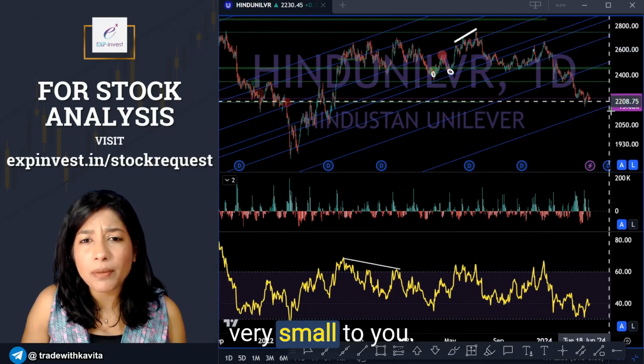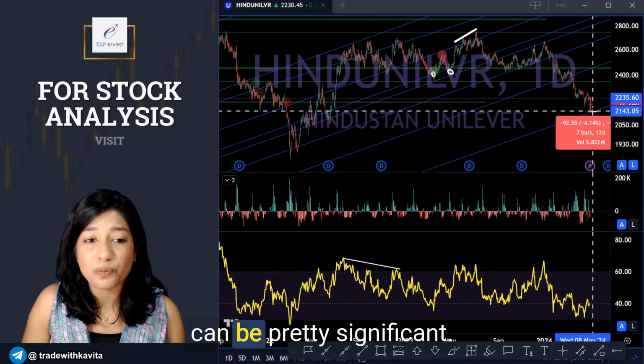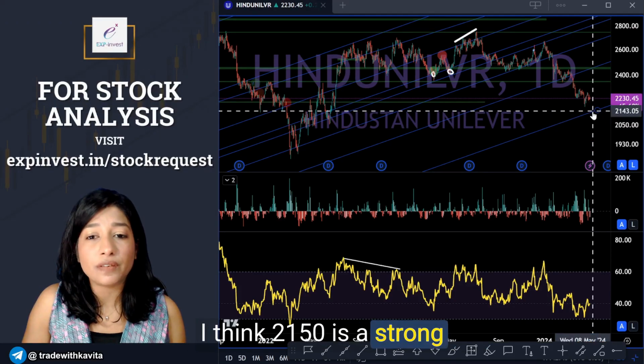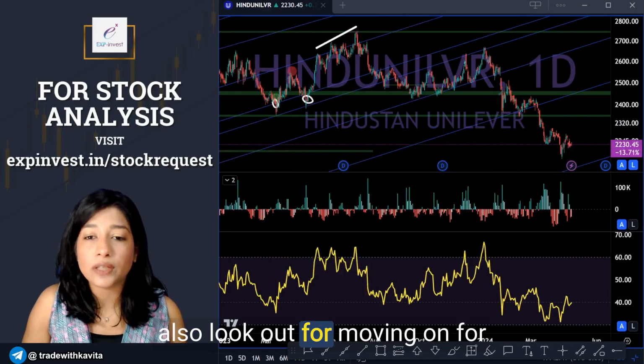3% might sound very small to you, but for a stock like Hindustan Unilever, 3 to 5% decline can be pretty significant. I think it's a strong support zone potentially here. That is the level that you should also look out for.